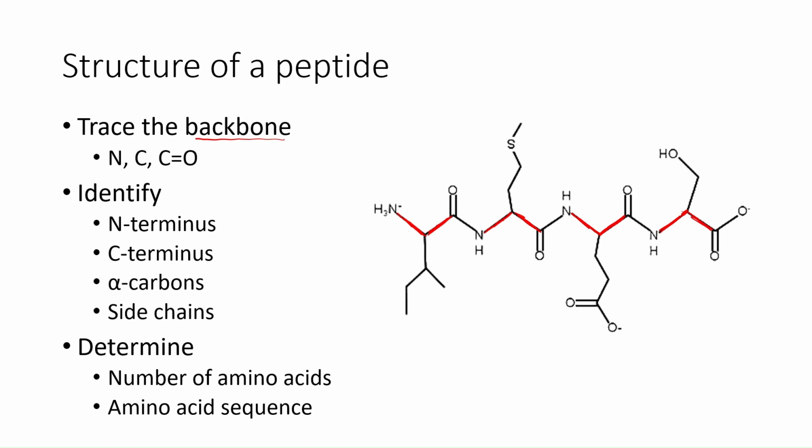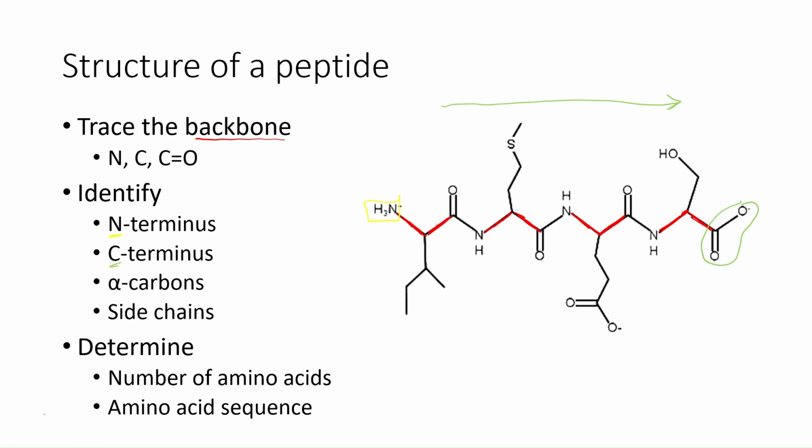So how do we identify the other important features here? We have our N-terminal end, that's over here, and we have our C-terminal end on the other side. So we know that this peptide with 4 amino acids in it will always be read from N to C. So in this case, it's written from left to right.